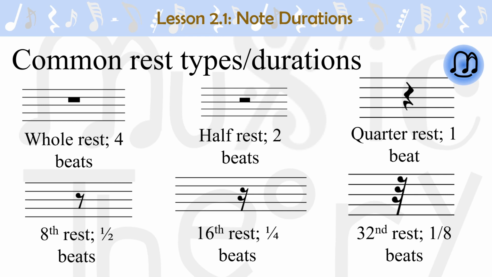A whole rest is 4 beats. A half rest is 2 beats. A quarter rest is 1 beat. An eighth rest is half a beat. A 16th rest is a quarter of a beat. And the 32nd rest is an eighth of a beat.